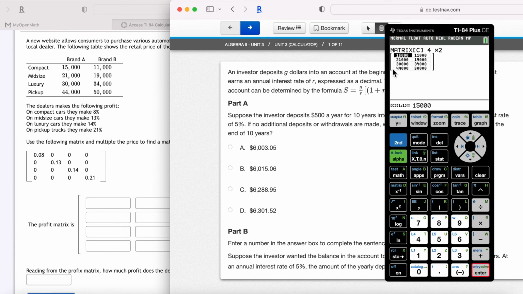Right, so after I enter my matrix in, I need to go back to the main screen. I'll hit second, quit. Now let's enter my second matrix in. Second matrix, edit, and I'll enter that in D. I have 4 by 4. So I have 0.08, and the rest on my first row is 0. On the second row, the second element is 0.13. The third row, the third element is 0.14. The fourth row, the fourth element is 0.21.